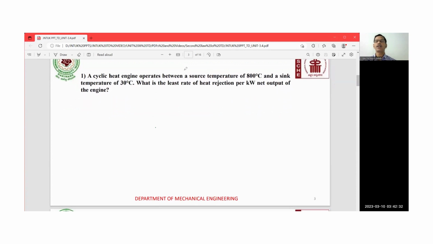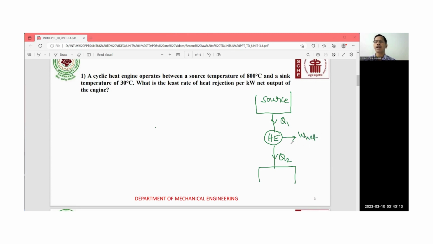For all these types of problems, the first thing is you need to draw the heat engine diagrammatic sketch. Once again recapitulating the heat engine: this is the source, and the heat engine is operating between the source and the sink, taking some amount of heat, rejecting some amount of heat, producing net work output. So this is the heat engine.